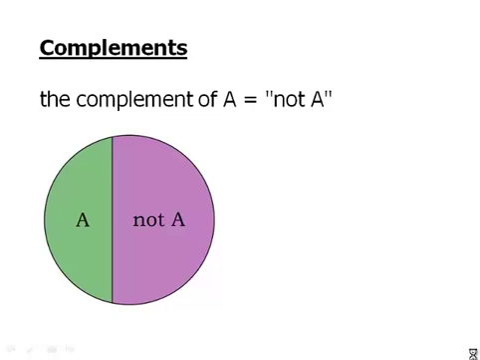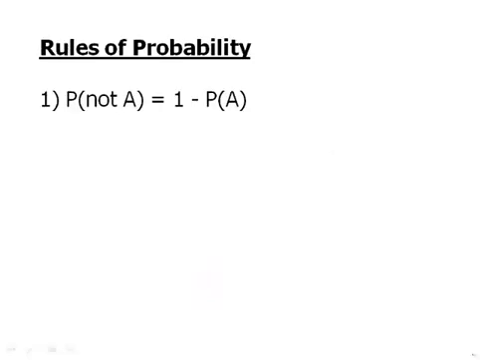Now, with a little bit of rearranging, we can solve for the probability of not A and write it as 1 minus the probability of A. This is a huge formula. This is the complement rule. And we're going to be using this in a variety of circumstances. This is a highly strategic rule that we'll talk about how to use. So right now, this is our first rule of probability.